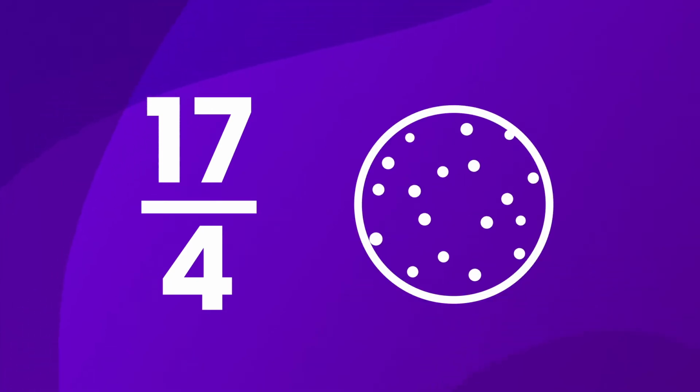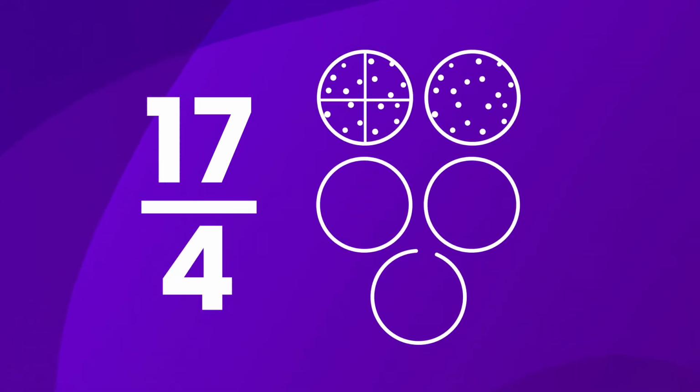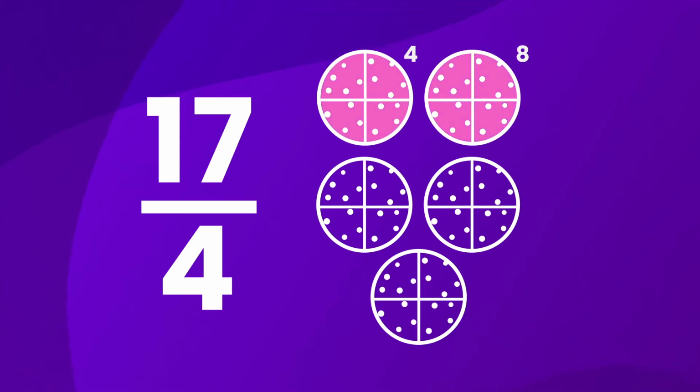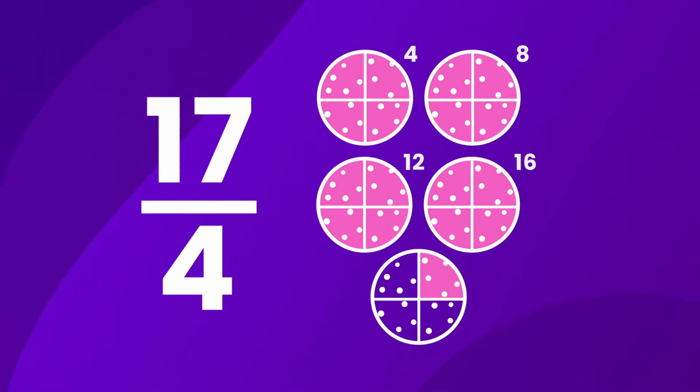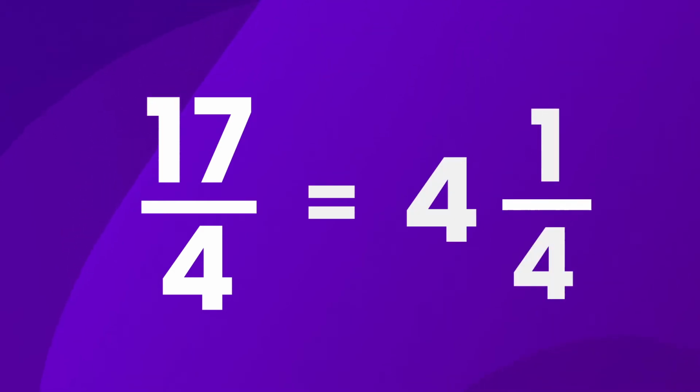Our example was 17/4. So this time our pizza is divided into 4 parts because the denominator is 4, and we will eat 17 of these parts. So one pizza is 4 parts, 2 are 8 parts, 3 are 12 parts, 4 are 16 parts, and we need 1 part of another pizza divided into 4 to make 17. In total, this is 4 1/4 pizzas. So we can express 17/4 in mixed numbers as 4 1/4.